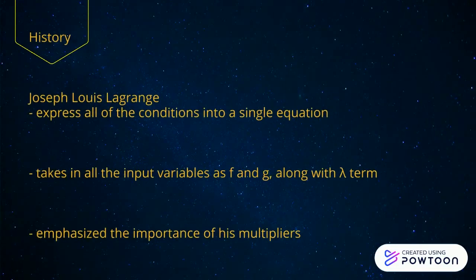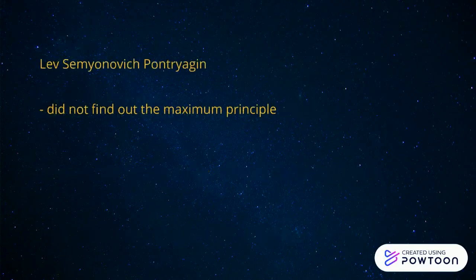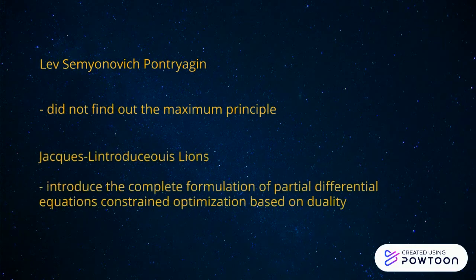For history, Lagrange found a clear way to express all the conditions into a single equation, which he wrote down as a specific new function which takes in all the input variables, and he also emphasized the importance of his multipliers for constrained optimization. However, von Train didn't find the Maximum principle. Finally, the complete formulation of PDE constrained optimization was introduced by Lions.